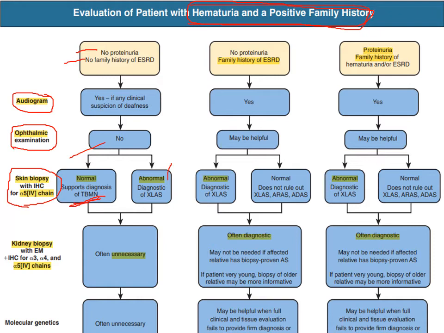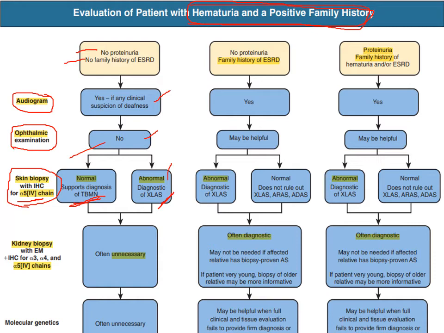But if we have an abnormal audiogram and abnormal ophthalmic examination, and slit lamp examination revealed anterior lenticonus, and we do skin biopsy for alpha chain type 4 collagen and it is abnormal, so it is a diagnosis of X-linked Alport syndrome.